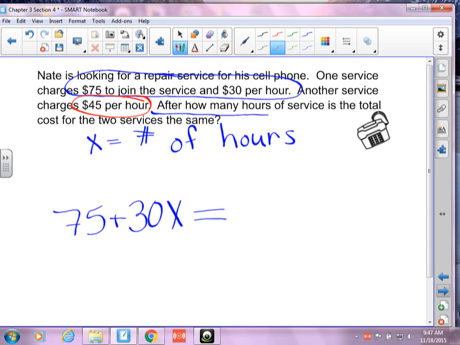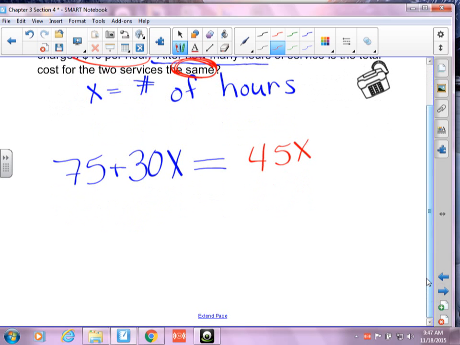Yes. 45. Excellent. 45x. And it says, after how many hours of service is the total cost of the two the same? That's why I got the equal sign there. Okay? Let's solve this then. What do I do?